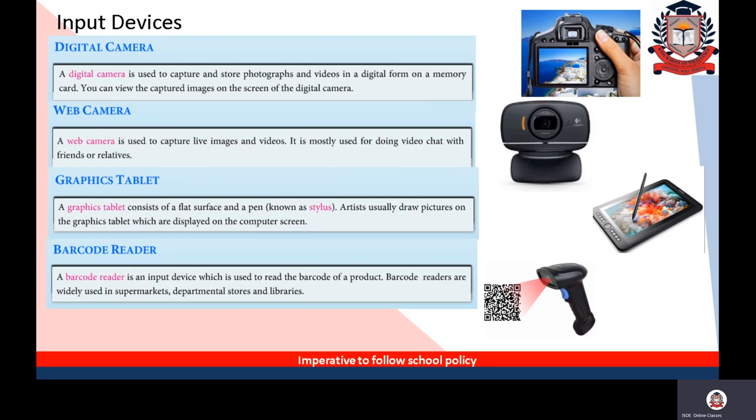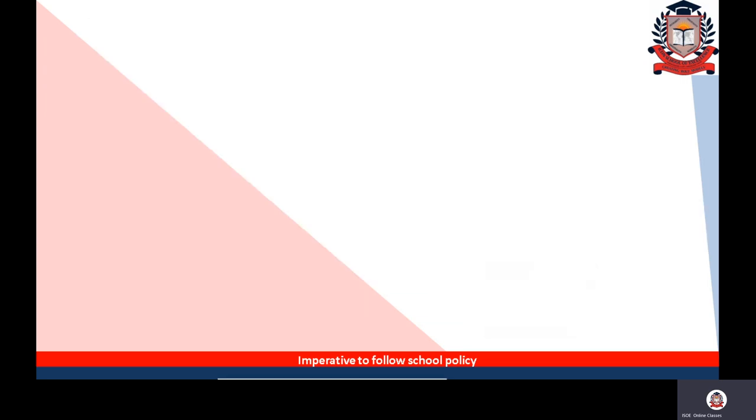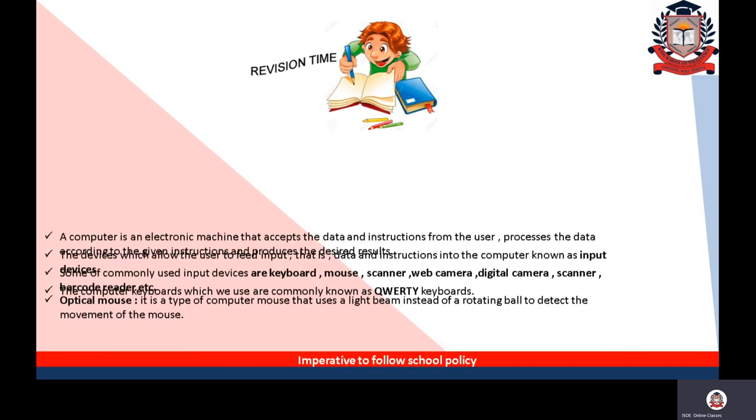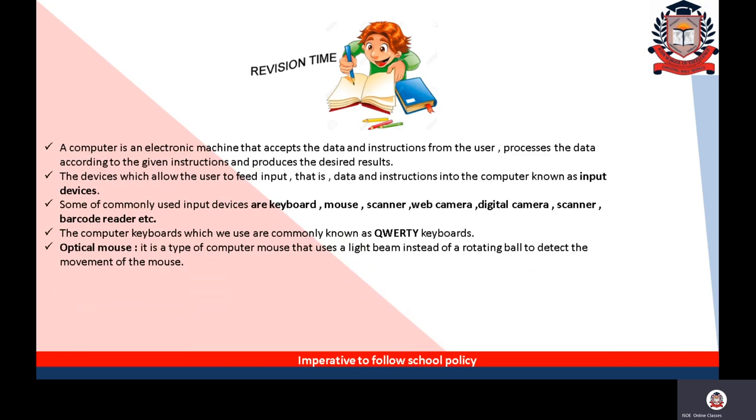Okay, let's revise what we have learned today. What is the revision time? Okay, a computer is an electronic machine that accepts the data and instructions from the user, processes the data according to the given instructions, and produces the desired results. Okay. Why is it called an electronic machine? Because it is connected to the electricity. It works based upon the electricity. That is why it is called an electronic machine.